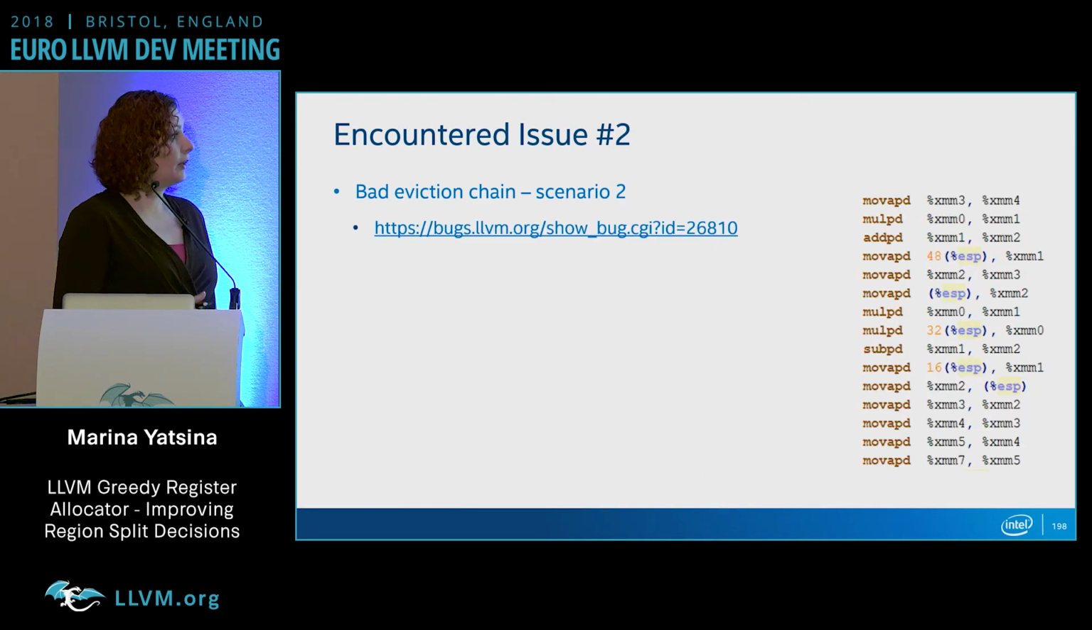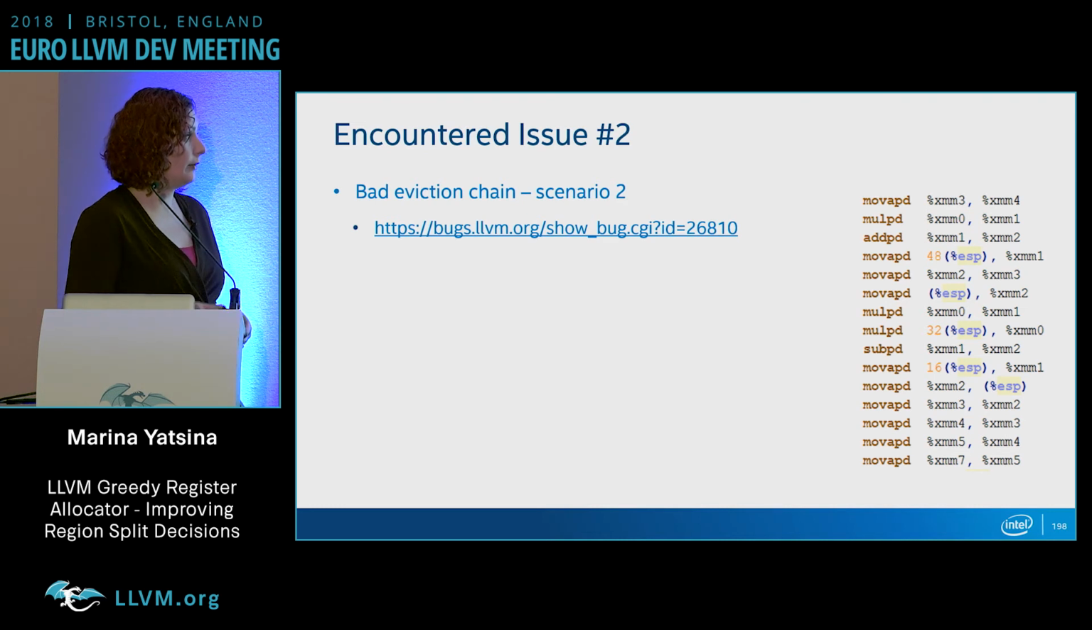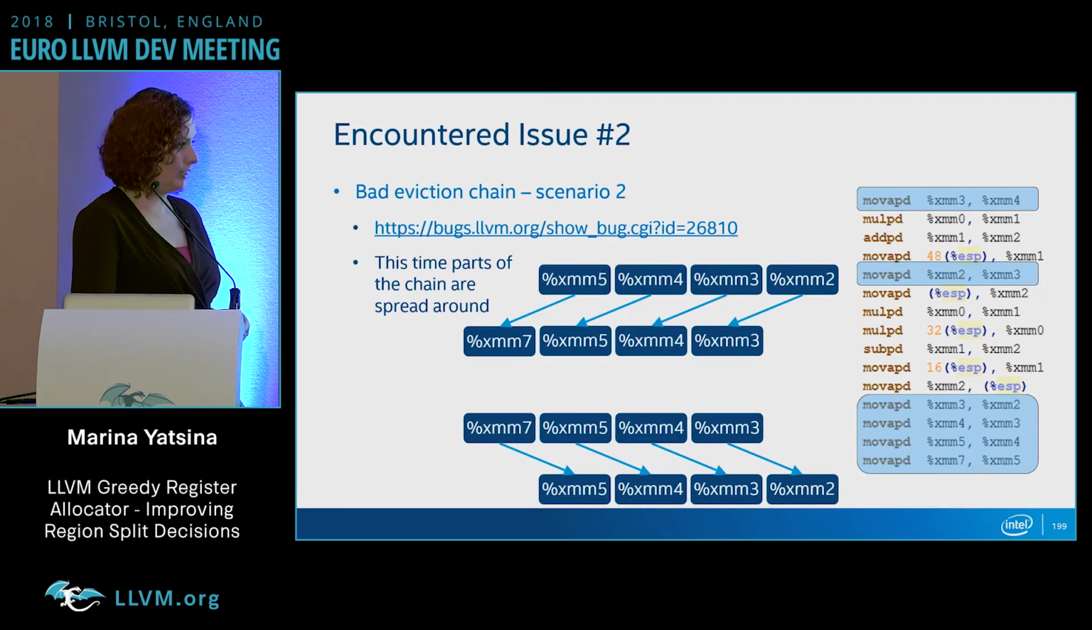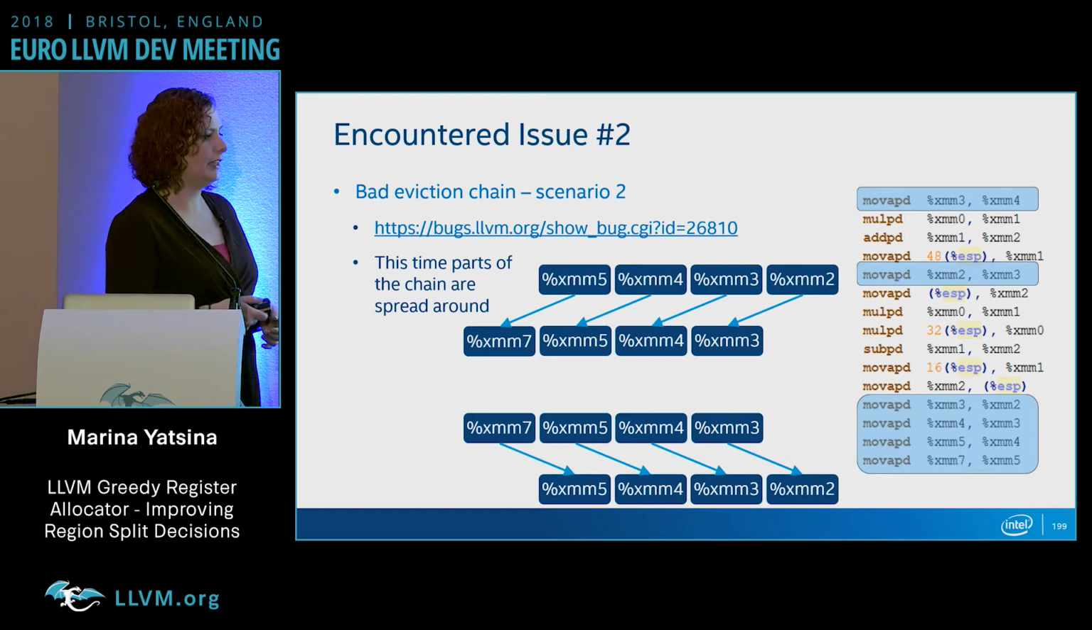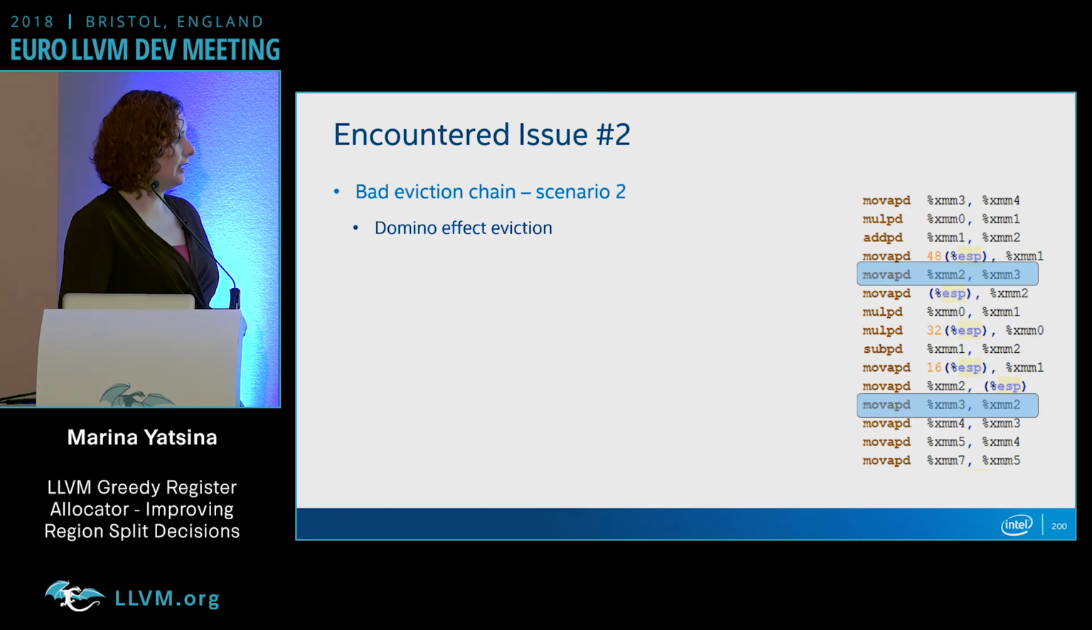Now we're going to move to the second example, which looks quite similar. We also have these chains of moves between XMMs, and then we're restoring them. This time, part of the chain is spread around. There's more code here that I didn't put in the slide. Now, what happens if we also start to look at an eviction duo? It's something I call domino effect eviction. It's a bit different from what we've seen with the cyclic eviction.